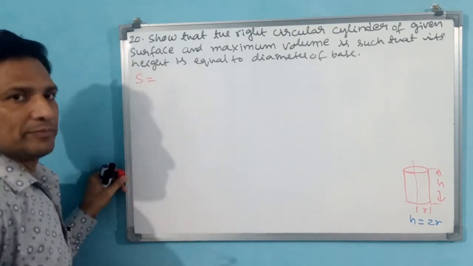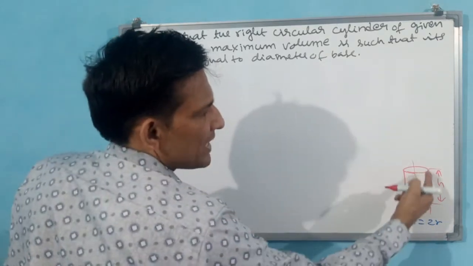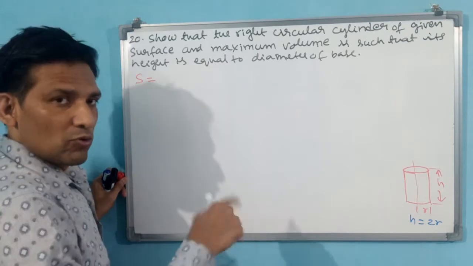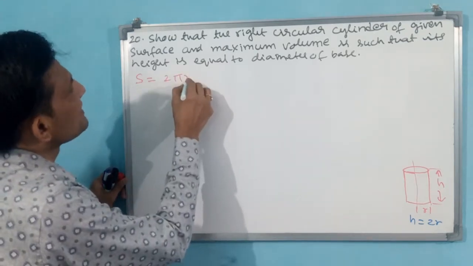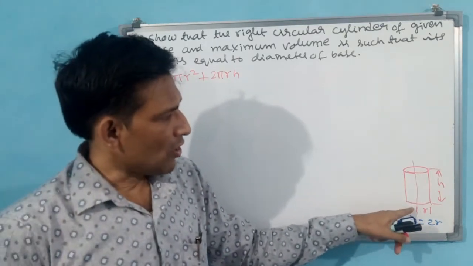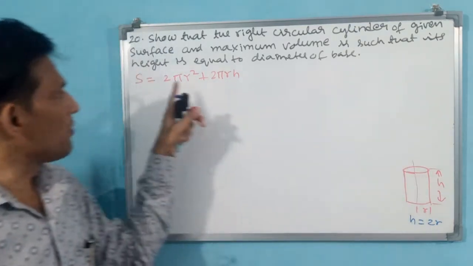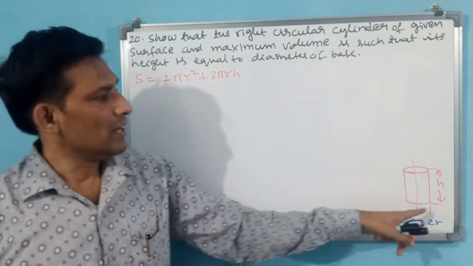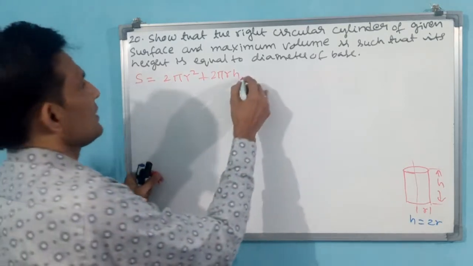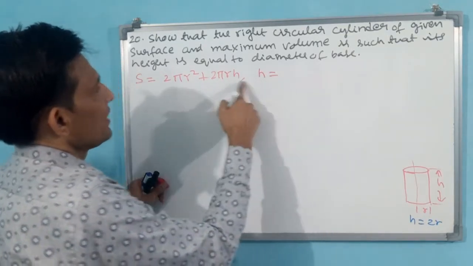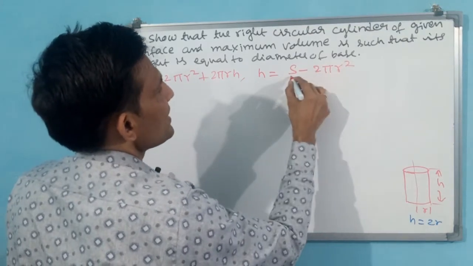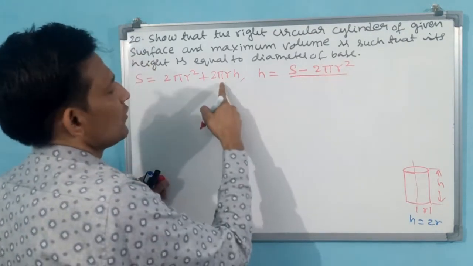S is equal to, see, pi r square. Top and bottom, pi r square plus pi r square, 2 pi r square, that is okay. But you see lateral surface area 2 pi r into h, 2 pi r into h, that you have to take. Okay. Then you go for h. H is equal to, you see, s minus 2 pi r square divided by 2 pi r.